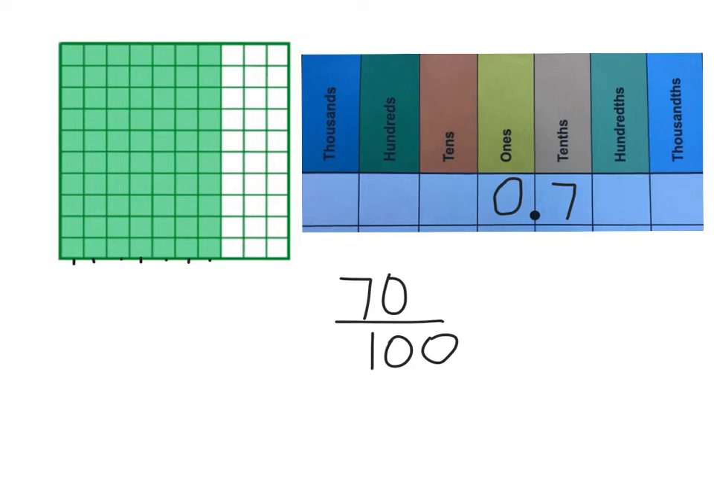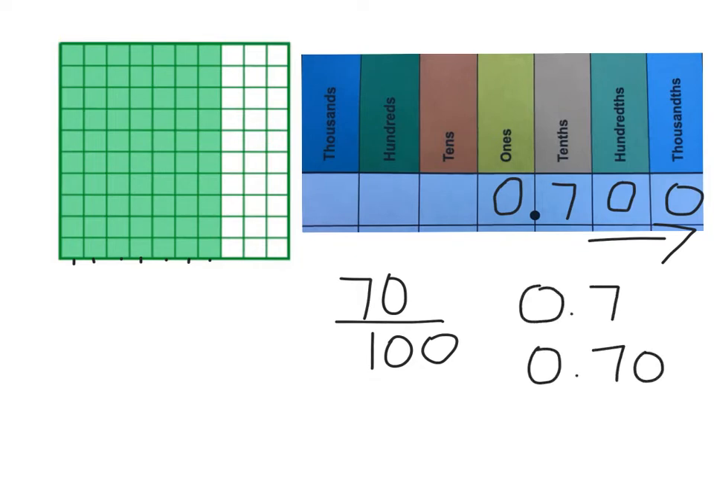This 0 on the end here has no value. So you could continue to add zeros all the way across and it wouldn't matter. They represent the same things. So 0.7 and 0.70 are both correct.